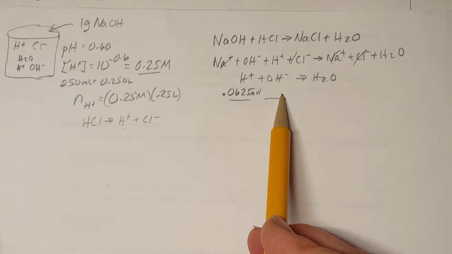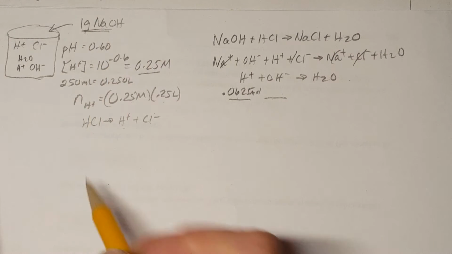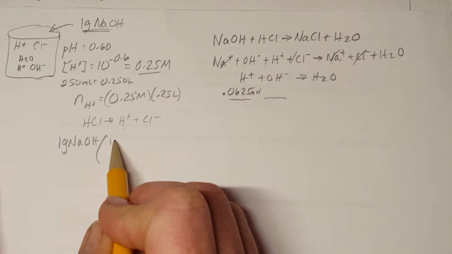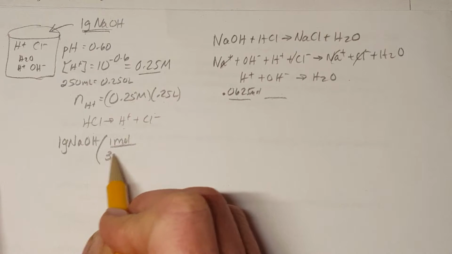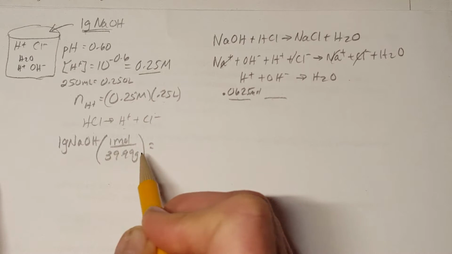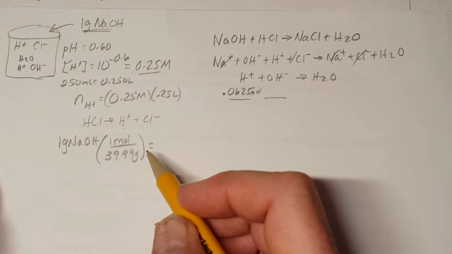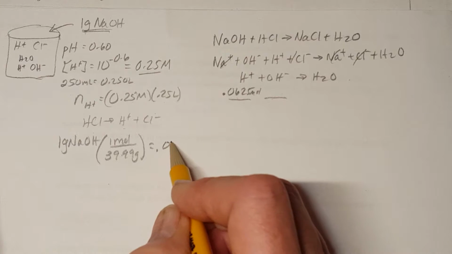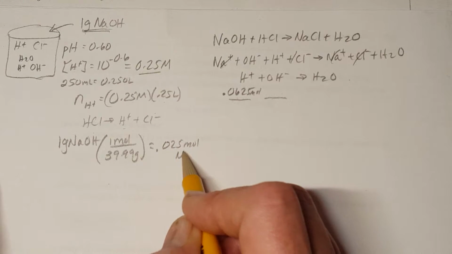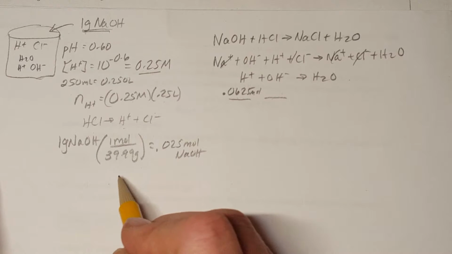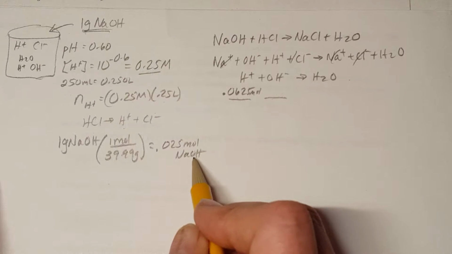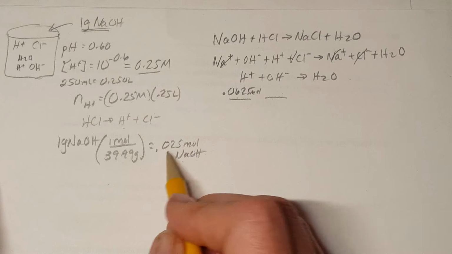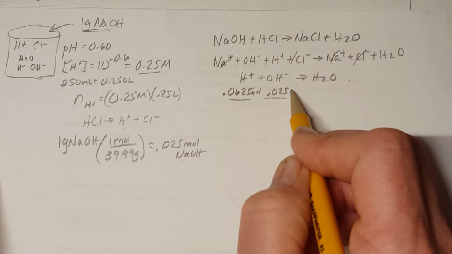Now for the OH-, where is that coming from? That's coming from the 1 gram of NaOH. So for 1 gram of NaOH, we need to know how many moles. So 1 mole for every 39.99 grams, and that gives us 0.025 moles of NaOH that we're adding. But since NaOH is going to dissociate, that's going to make 1 mole of Na+ and 1 mole of OH- for every 1 mole of NaOH. So this 0.025 will make 0.025 moles of OH-.